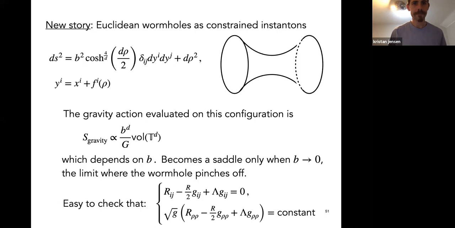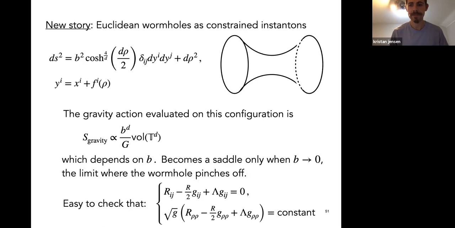You might wonder why this configuration and not any number of other metrics that you can write down that smoothly connect two boundaries. Well, I'll tell you. If you evaluate the spatial components of the Einstein equations, the components along the torus directions, those are identically zero for this configuration. The rho-rho component is not, but it's very close to that. It's a constant in some sense after multiplying by root g.